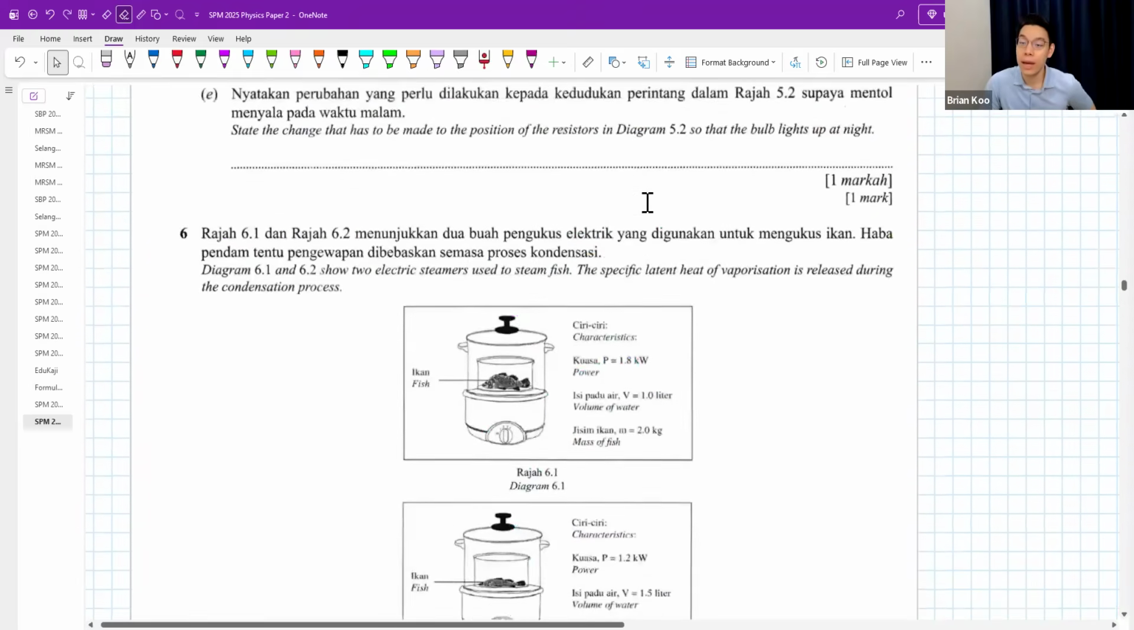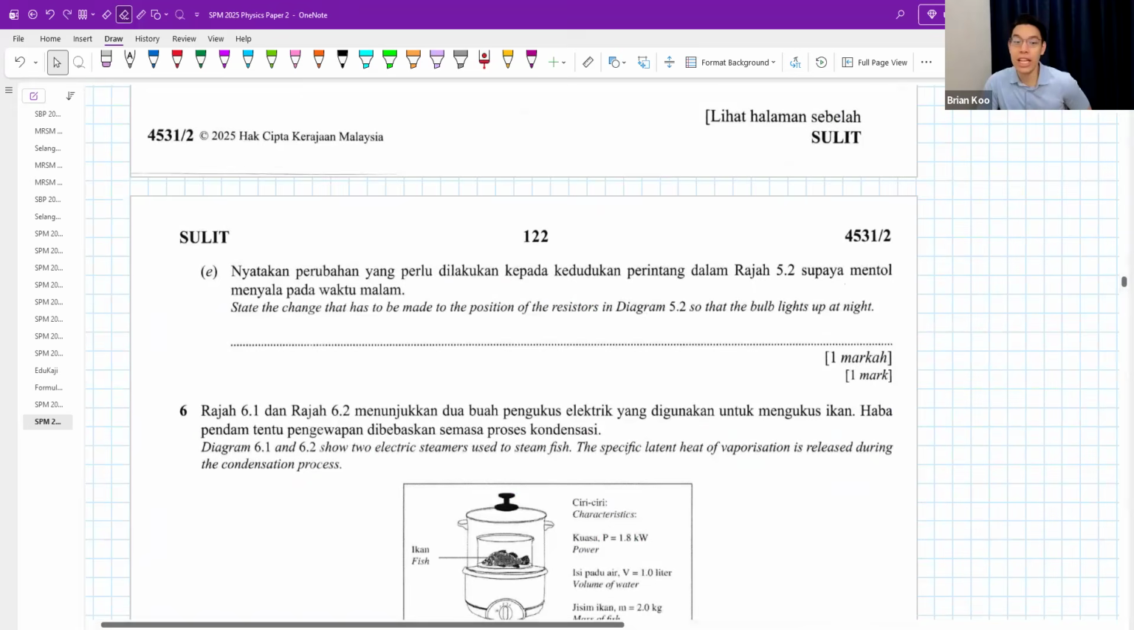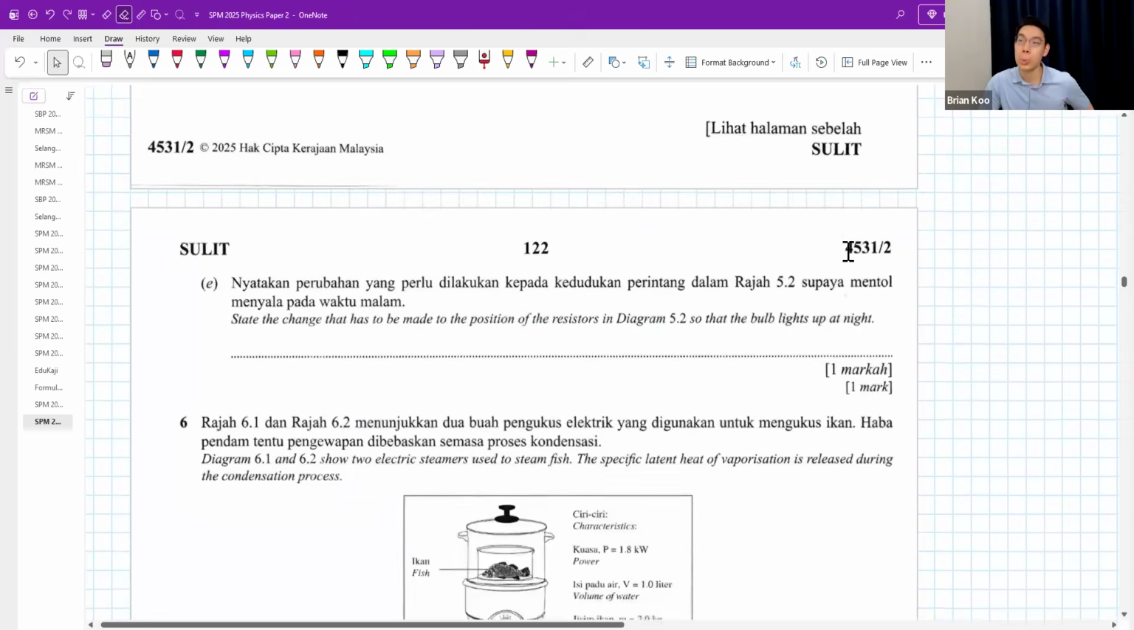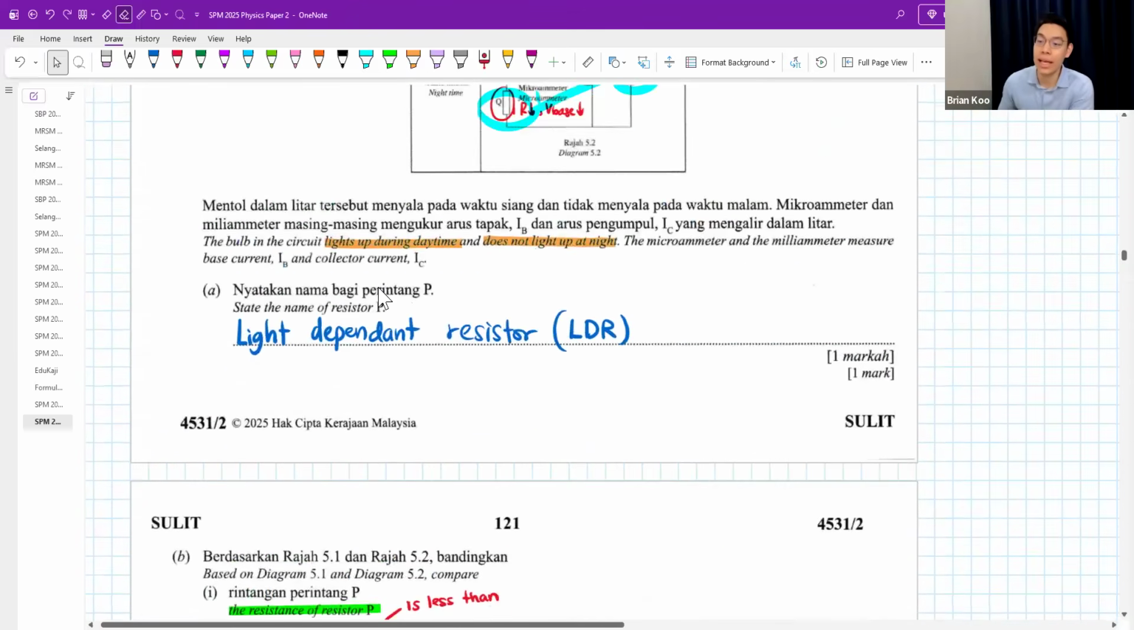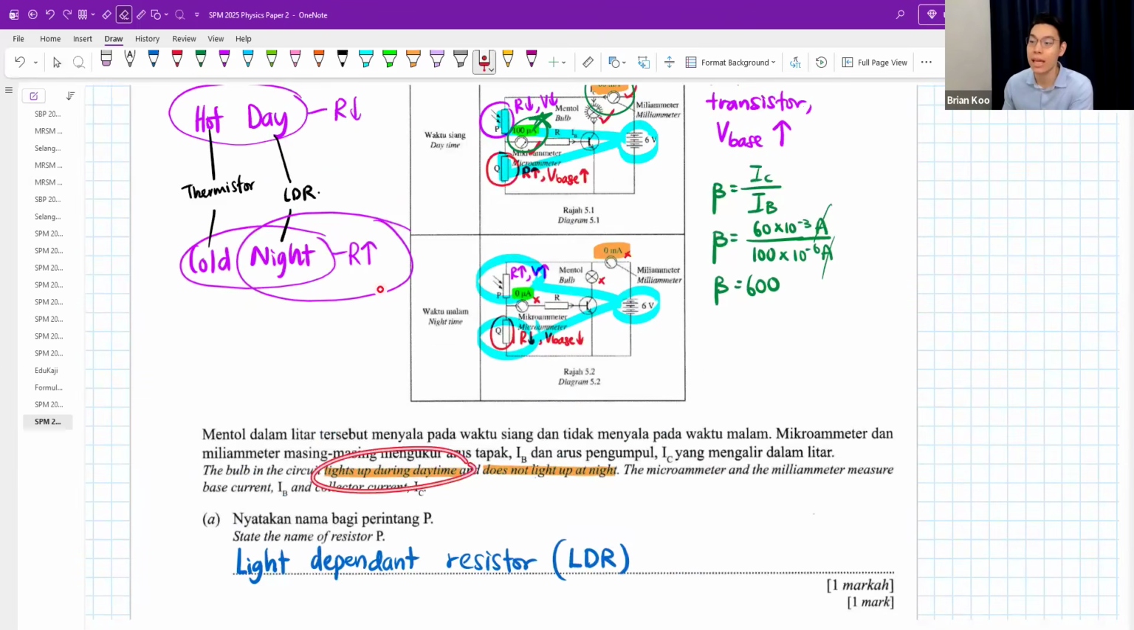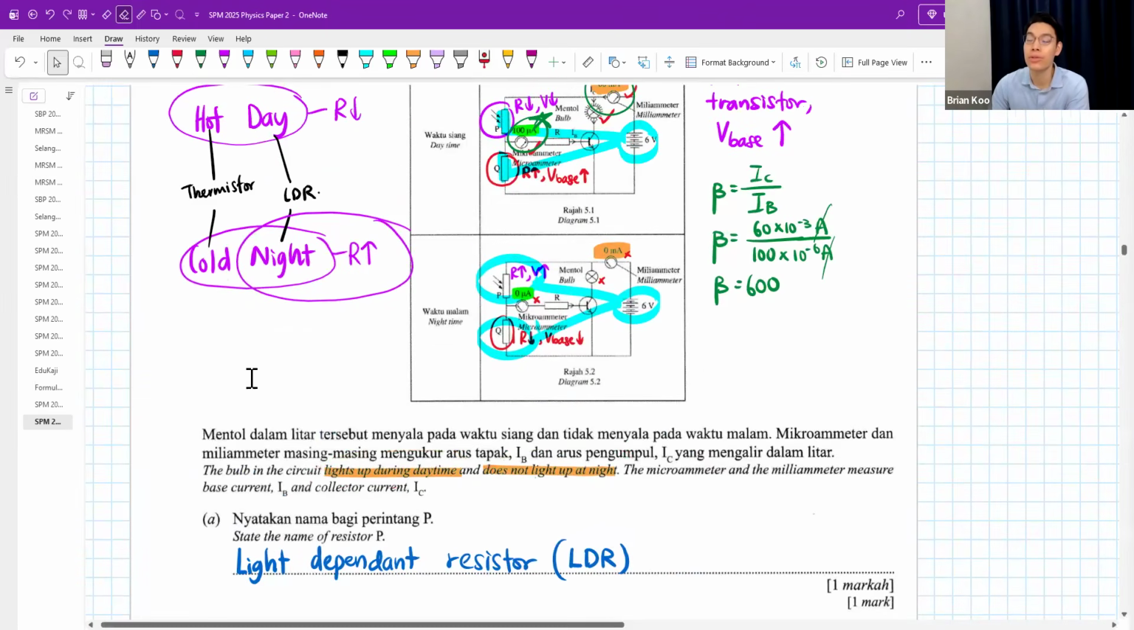Okay. Oh, and then there's a part E some more, sorry. State the change that needs to be made to the position of the resistor in diagram 5.2 so that the bulb lights up at night. For your bulb to light up at night, because they say now it lights up during daytime. It doesn't light up during nighttime. So what should you do?